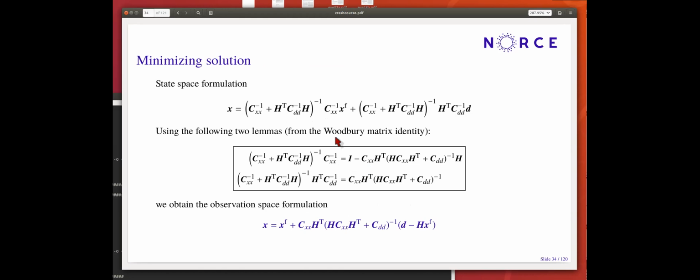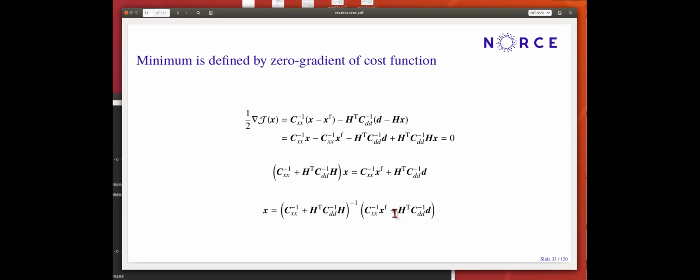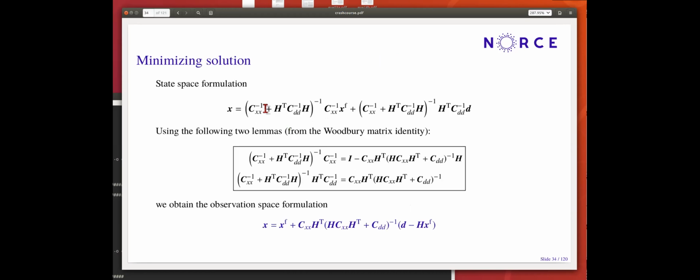But you can rewrite this equation just splitting this into two terms. So I rewrite it like I have here, from here. And then you need to know about something called the Woodbury matrix identity. There are two lemmas that you can derive from this, and they are listed here. They say that this expression, which is basically what you have here, can be written in this form. And this other expression can be written in this form.